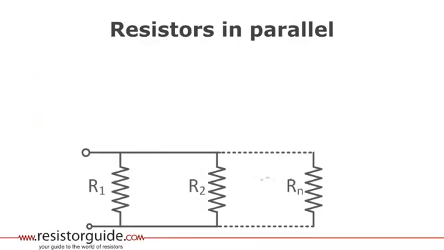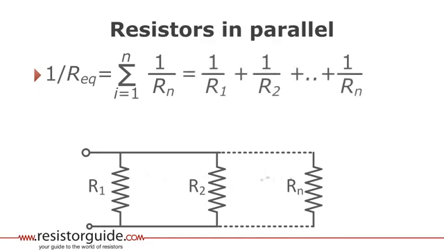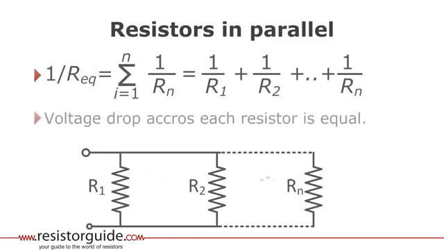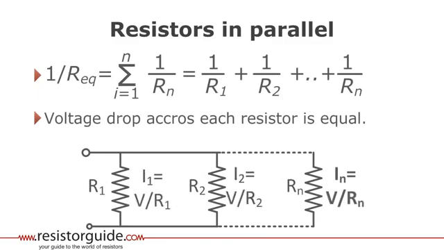For resistors in parallel there is a different approach. Here the inverse of the equivalent resistance is equal to the sum of the inverse of every individual resistor in parallel. So 1 divided over the equivalent resistance is equal to 1 divided over R1 plus 1 over R2 until 1 over Rn. Furthermore, for a parallel circuit, the voltage drop across each resistor is equal. Knowing this, we can use Ohm's law to calculate the current through each resistor.